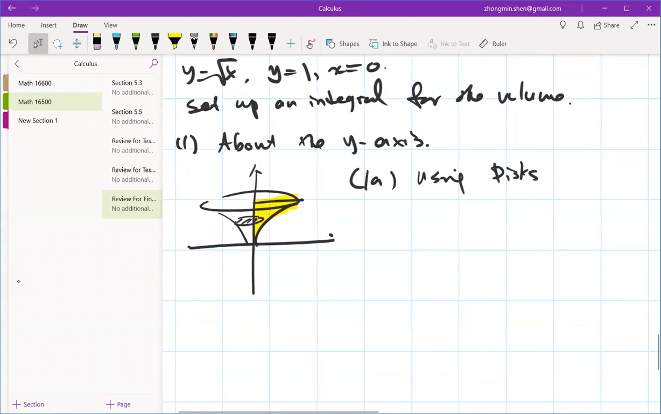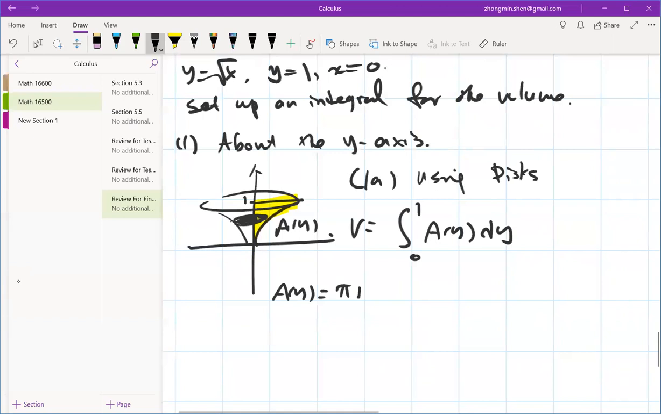It depends on the y variable. So the volume is the integral of A(y) dy. That's the y variable. What does A(y) dy mean? A(y) dy is the volume of this one slice. The thickness is dy. So y starts from 0 to 1.